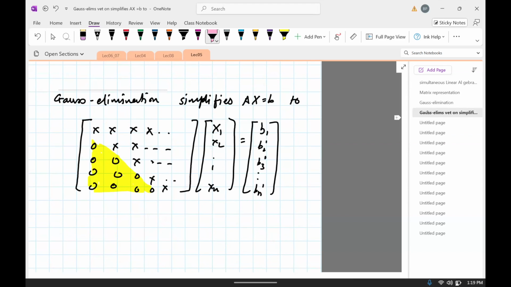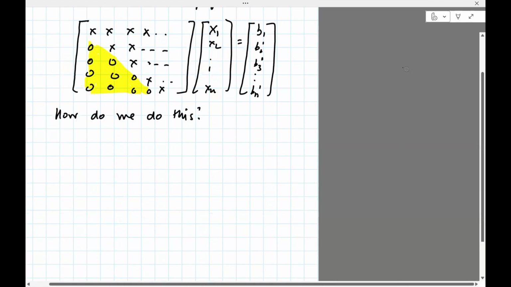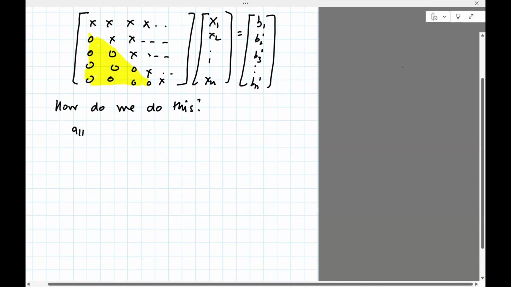So how do we do this? Here's how we'll do it. I'll rewrite those equations.